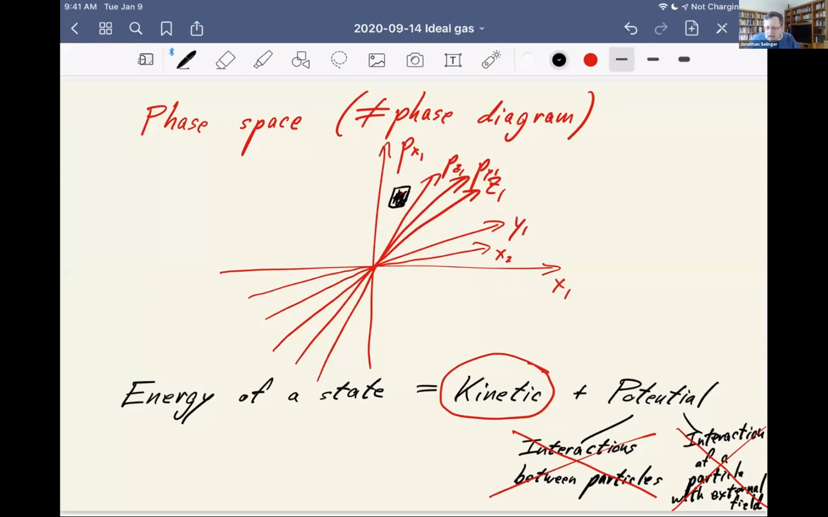And so based on the uncertainty principle, I would say the volume of the box associated with each state should be something like Planck's constant to the 3n power. So that makes a good reason to divide by h to the 3n. Question?